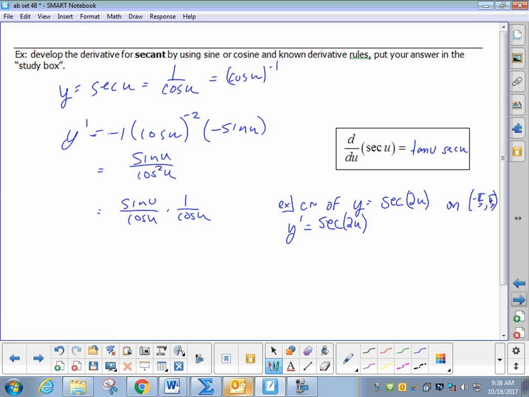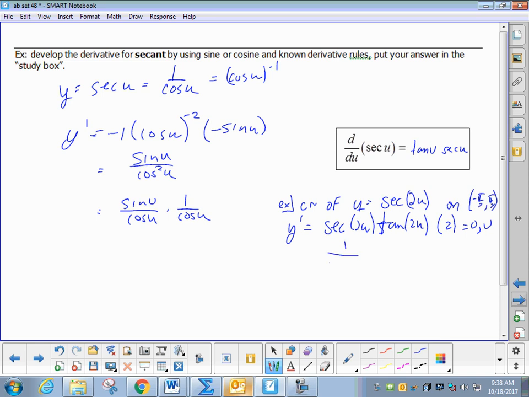Secant of 2u, tangent of 2u. I am putting this secant tangent. I typically call it secant tangent first. I don't know why I do that. Secant 2u, tangent 2u, times the derivative of the inside, 2. Okay. You want to know where this is 0 or undefined, yeah?